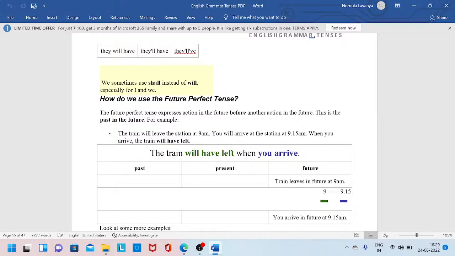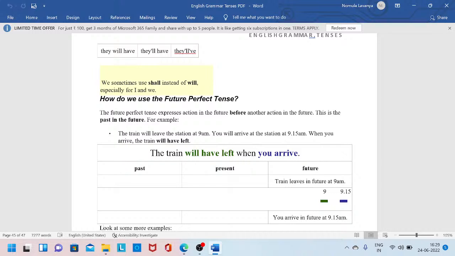Okay, so the train will leave the station at 9 a.m. You will arrive at the station at 9:15 a.m. When you arrive, the train will have left. Okay, sorry, the train will have left when you arrive. So it means that by the time you come to the station, the train might have left us, right? The train will have left when you arrive.